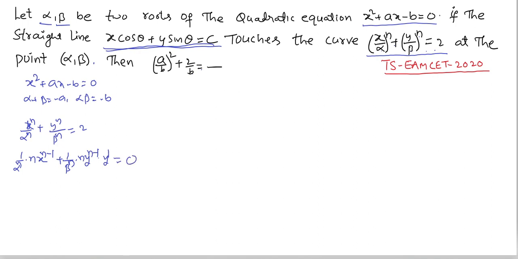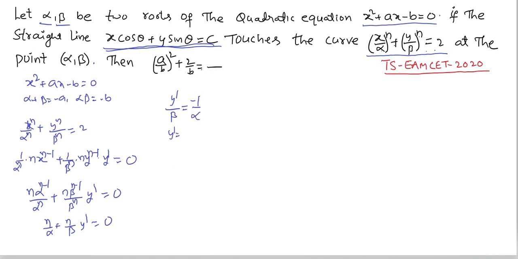So dy by dx at (alpha, beta), that means substitute x equal to alpha, y equal to beta, that is n alpha power n minus 1 by alpha power n beta power n minus 1, y dash is equal to 0. So n by alpha plus y dash by beta is equal to 0, n common and cancelled, y dash by beta is equal to minus 1 by alpha. So y dash is equal to minus beta by alpha. This is the slope of the tangent.